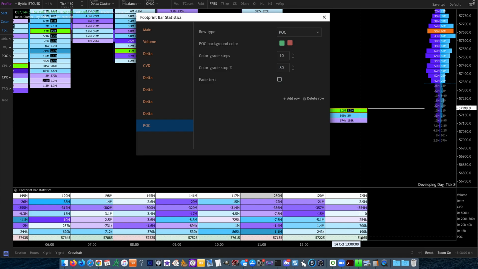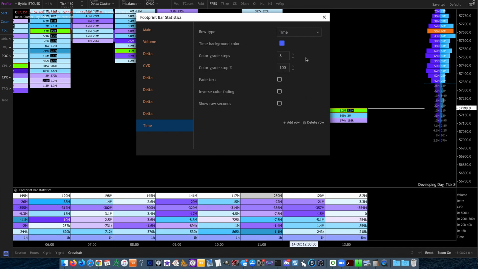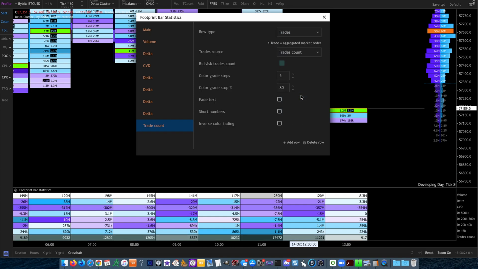If you're doing this on the daily time frame, it can show you the previous day point of control very easily. You could do the high and the low, okay? You could do the time, right? You could do the trades, okay? So I like to use just volume and delta and CVD.